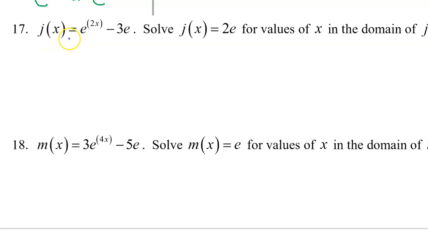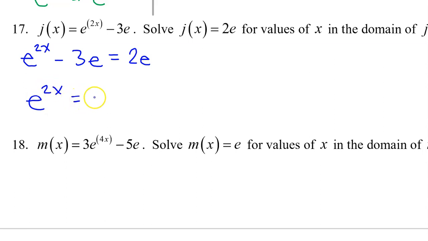Number 17, j of x is equal to this expression, and we need to solve j of x equals 2e. Setting j of x equal to 2e gives us this equation. I see some like terms happening here, so let's add 3e to both sides of the equation. That will give us e to the 2x is equal to 5e. To be able to solve this, I really need to have just e in one place in this equation. I can accomplish that by dividing both sides of the equation by e, like this.